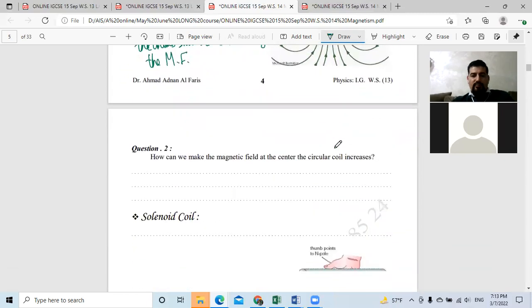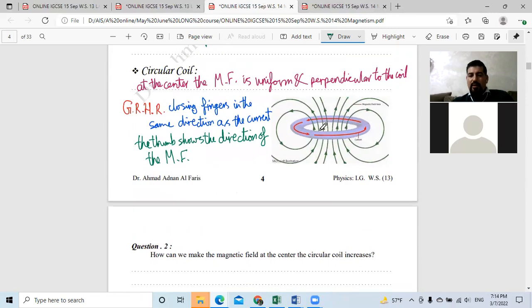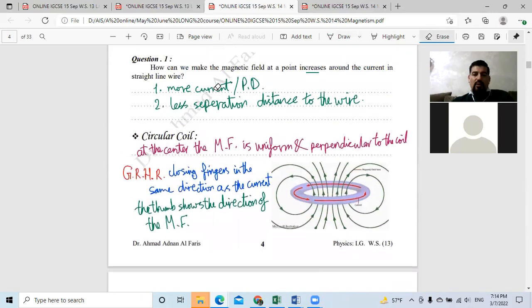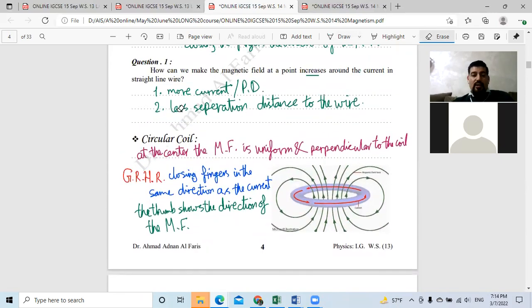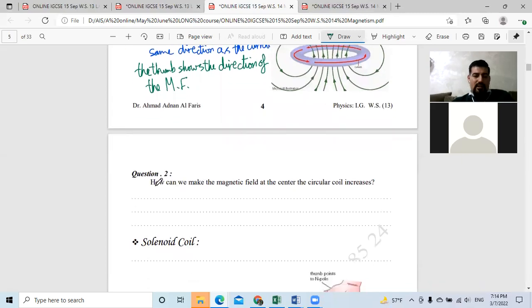Let's move on. How can we make the magnetic field lines at the center of the circular coil increase? How can we make the magnetic field here stronger? By the way, the answers keep repeating each other. What did we write here? More current, that's an accepted answer. What did we mean by separation distance? Here what we are going to say? Instead of diameter, exactly, less diameter. Bravo. So less radius or less diameter. Excellent. So we can put three different answers, and the third answer, no one mentioned it in the chat now.